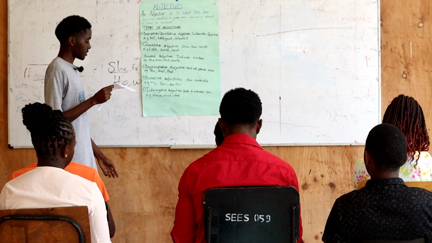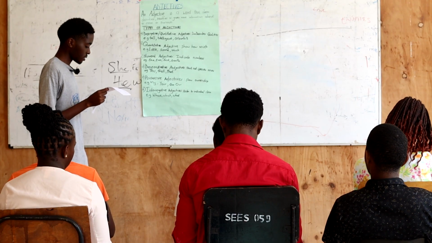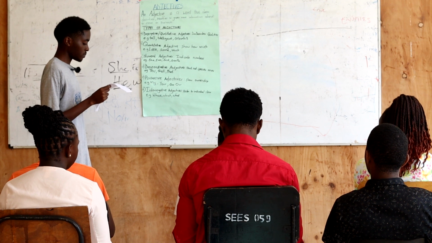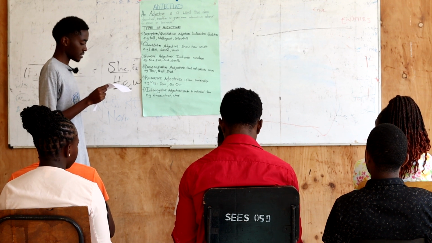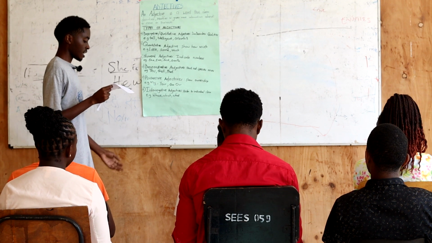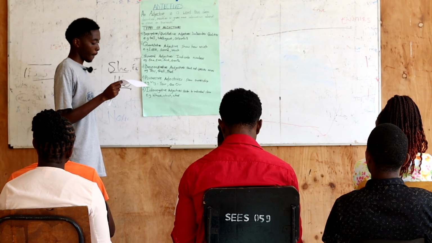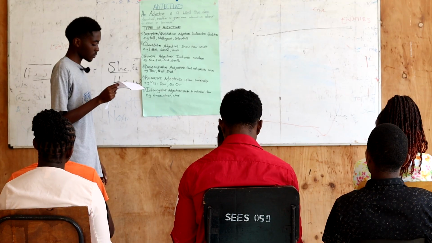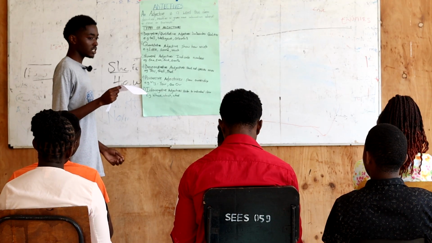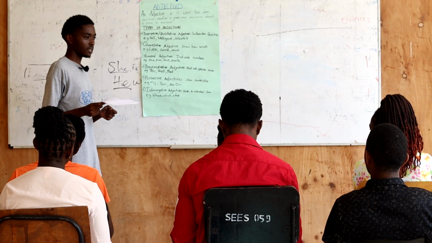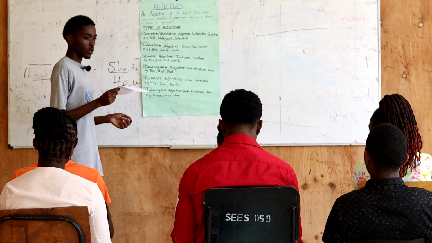The second function is to specify or limit meaning, e.g. two bags. Two is the adjective in that sentence. The third function is to compare nouns, e.g. taller. You can say Mohammed is taller than Ali. The adjective there is taller.